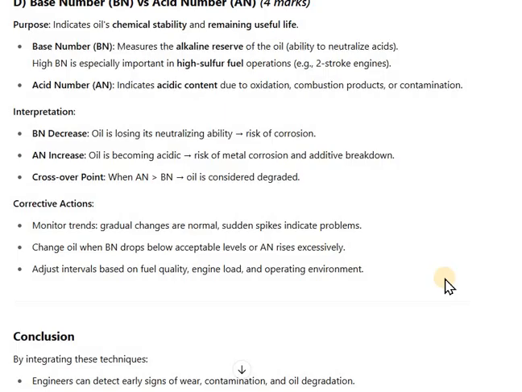Interpretation: if base number decreases, the oil is losing its neutralizing ability, with risk of corrosion. If AN increases, the oil is becoming more acidic, with risk of metal corrosion and additive breakdown. Crossover point: there is a particular crossover point where the acid number exceeds the base number, and the oil is considered degraded.